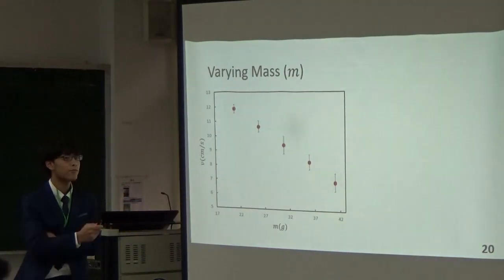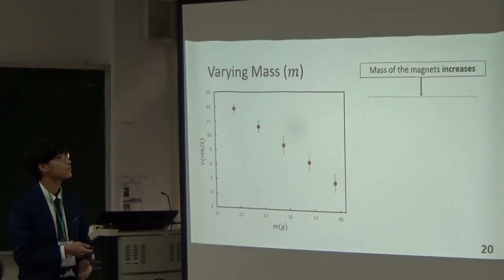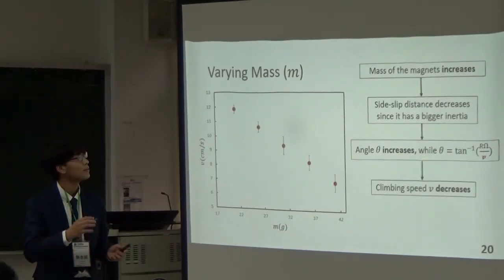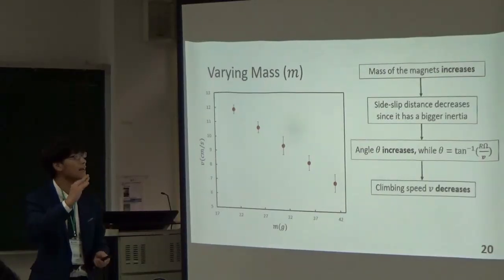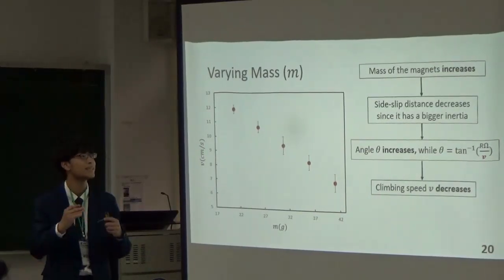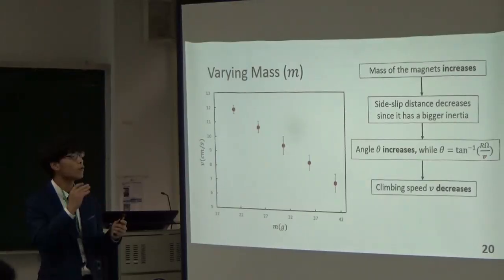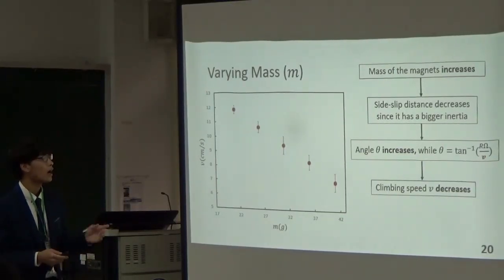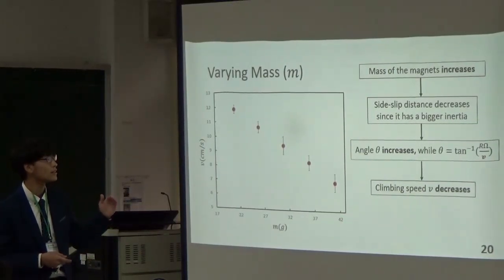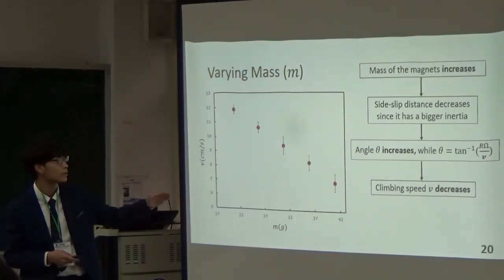Next, we verify. Next is varying the mass. When we vary the mass of the magnets and it increases, the side-slip distance decreases because it has a bigger inertia. So it's harder for the magnets to climb upward. That means the theta angle increases, so the climbing speed V decreases.